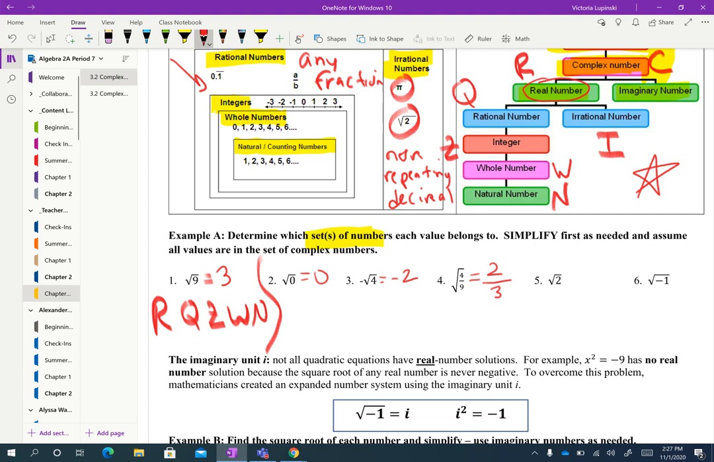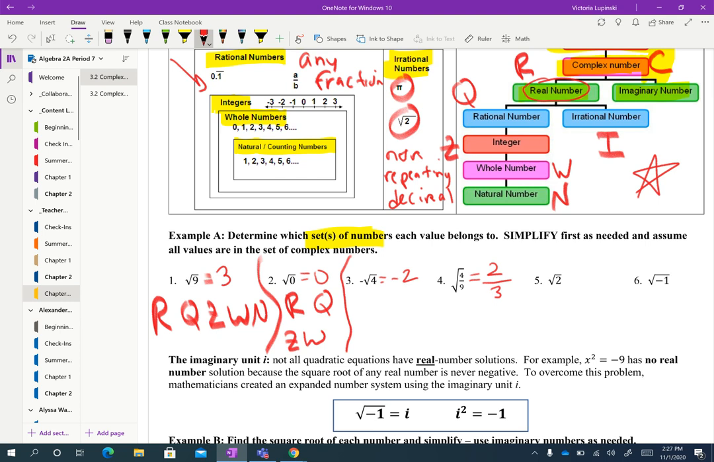When it comes to the number 0, that's a real number. It's an integer. It's a whole number. So it's real, it's rational, it's an integer, and it's a whole number. It's not a natural number because the natural numbers don't include 0. So 0 would belong to all of those sets.